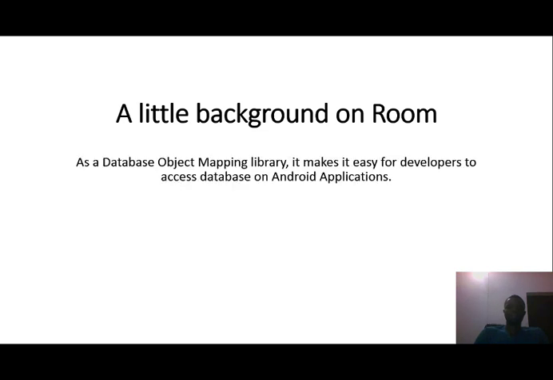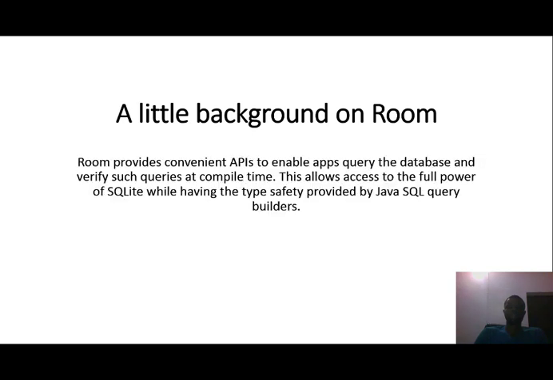As a database object mapping library, it makes it easy for developers to access databases in Android applications. Room provides convenient APIs to enable apps to query the database and verify source queries at compile time. This allows access to the full power of SQLite while having the type safety provided by Java SQL query builders.